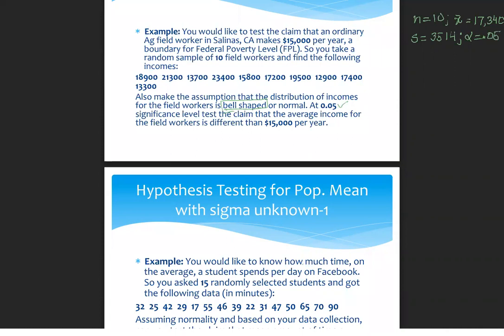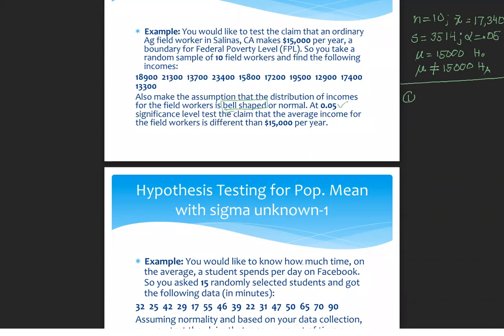At 0.05 significance level, test the claim that the average income for the field workers is different than 15,000 per year. So you're testing either mu is equal to 15,000, which is going to be your null hypothesis, versus mu is not equal to 15,000, which is the alternative hypothesis. So you collect the information, write everything down, and then you can start working.